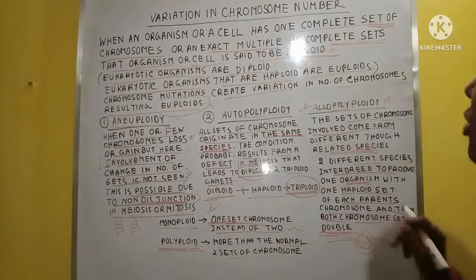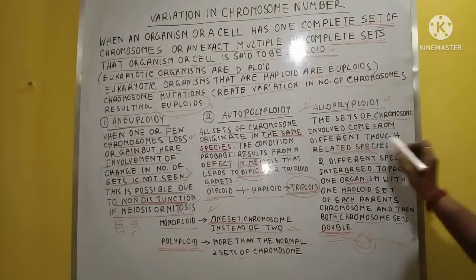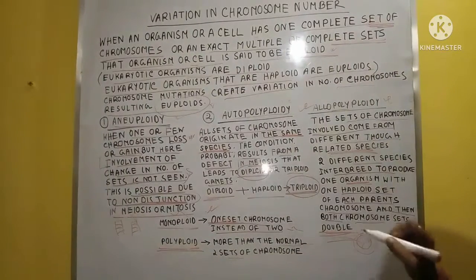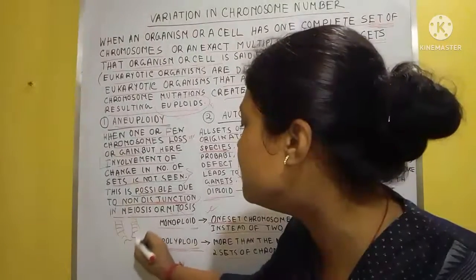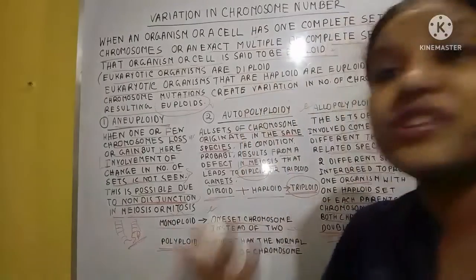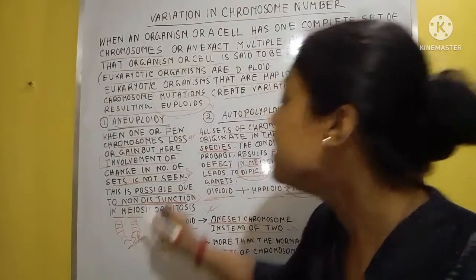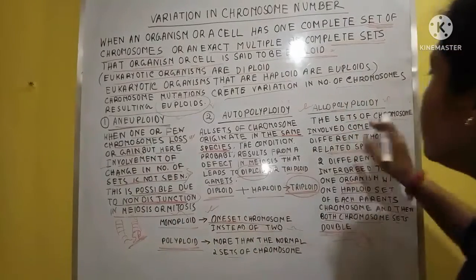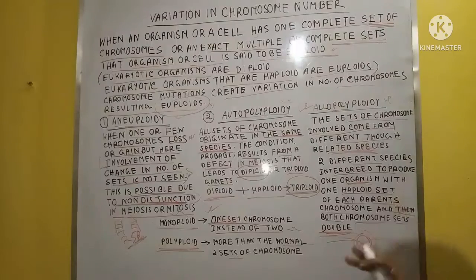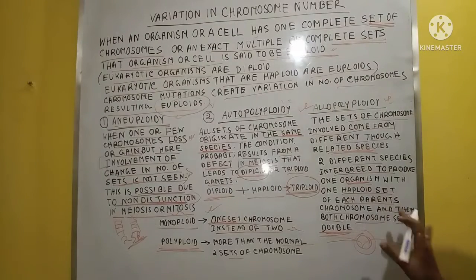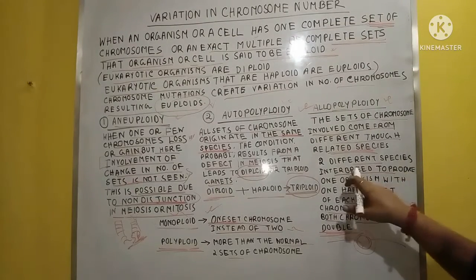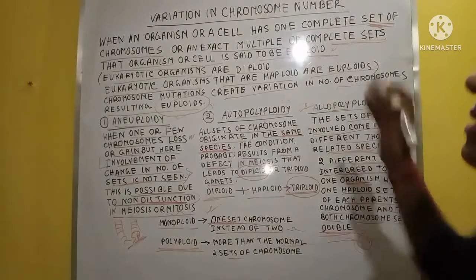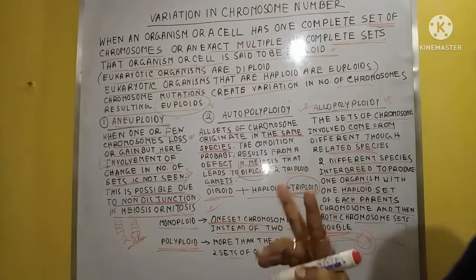And it is called allopolyploidy when the sets of chromosomes involved come from different though related species. When two related species are involved, the sets of chromosomes come from the two species. So this is called allopolyploidy. Clear? In allopolyploidy, two different species generally interbreed, and the sets of chromosomes come from the two species. Clear?